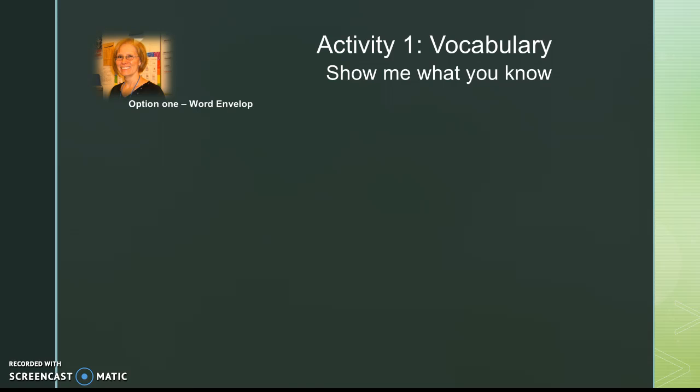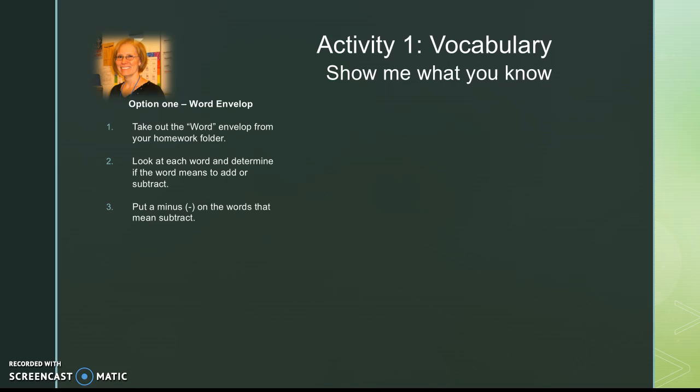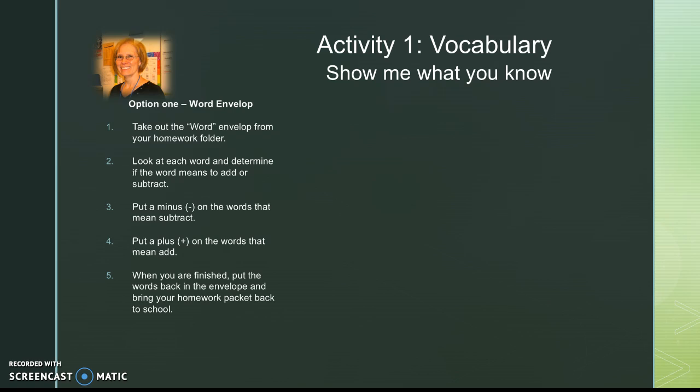Option 1, word envelope. Take out the word envelope from your homework packet. Look at each word and determine if the word means to add or subtract. Put a minus on the words that mean subtract. Put a plus on the words that mean add. When you're finished, put the words back in the envelope and bring your homework packet back to school.